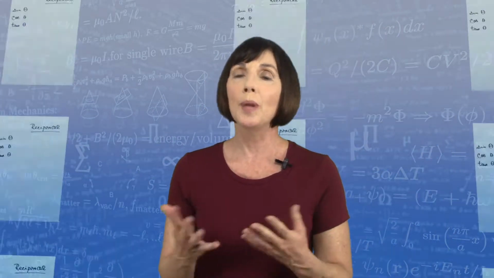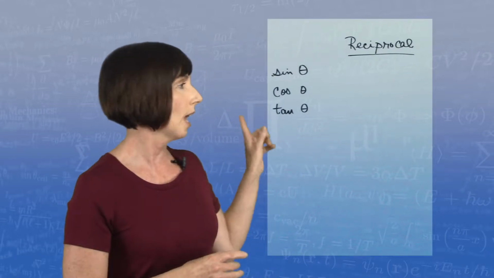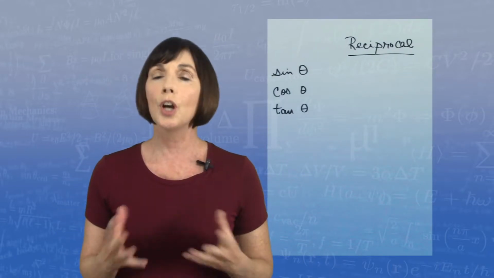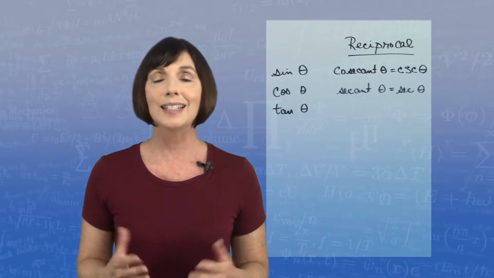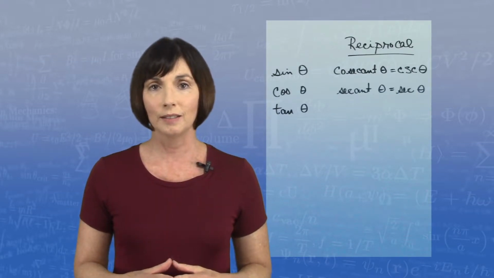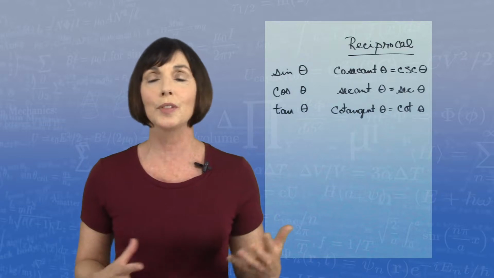Three of the trigonometric functions are sine, cosine, and tangent, and the other three are their reciprocals. So we have our three trigonometric functions, sine, cosine, and tangent. The cosecant is the reciprocal of the sine. The secant is the reciprocal of the cosine, and the cotangent is the reciprocal of the tangent.